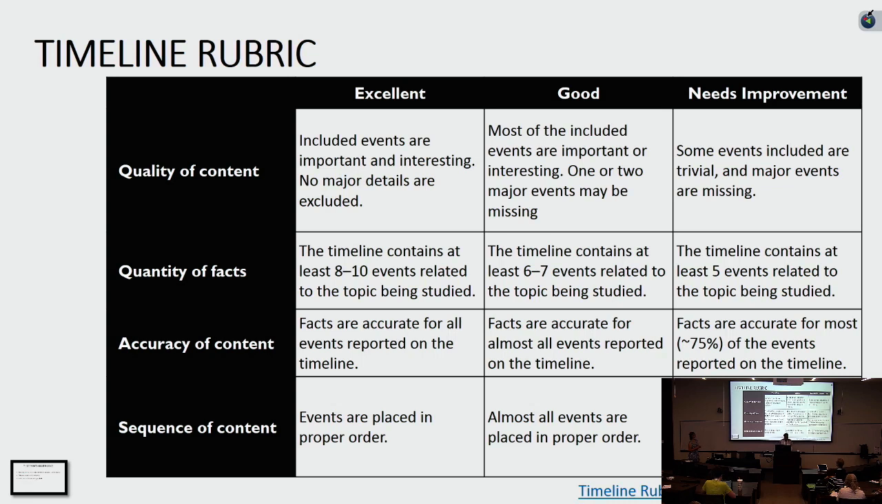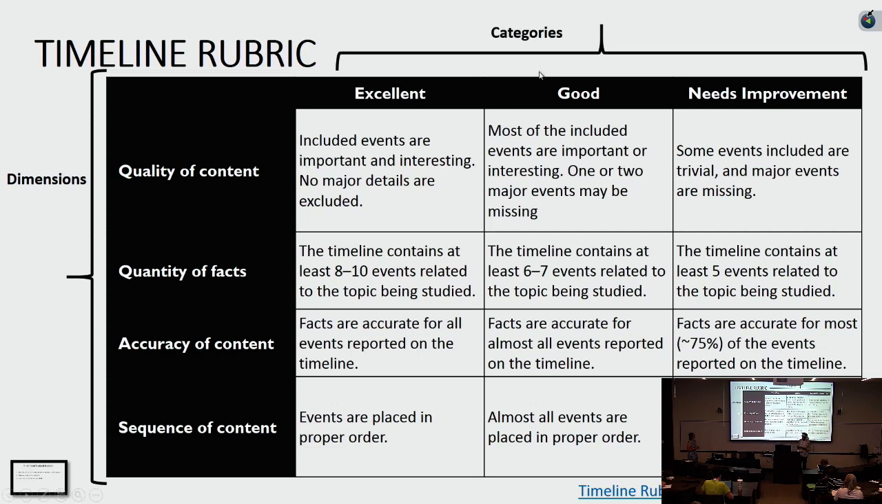So, in the rubric, we will have the dimensions along the side. There we go. Quality of content, quantity of facts, accuracy of content, sequence of content. And typically, you'll have between 3 and 5. We will also have the categories. Excellent, good, needs improvement. You can also use different labels. Highly proficient, proficient, lacks proficiency. These categories are the estimation of the student performance, what level. What we fill in the blocks explains exactly how that work looks. So for example, if it's an excellent quality of content, included events are important and interesting for our timeline, no major details are excluded.